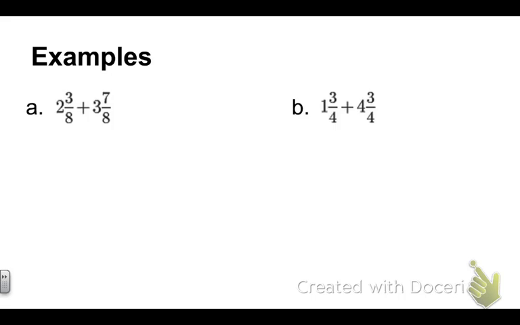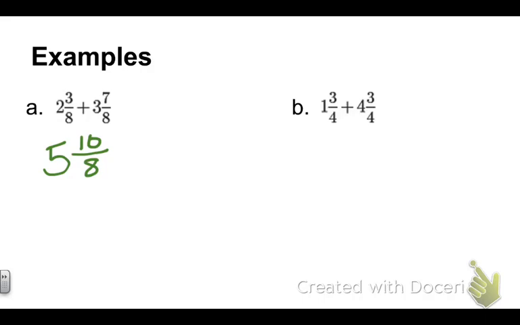So let me show you what happens when you use method 1, when you just add the whole numbers first, and then you add the fractions. So 2 plus 3 is 5, and 3/8 plus 7/8, 3 parts out of 8 plus 7 parts out of 8 is 10 parts out of 8. Does it look strange? You've got a mixed number and an improper fraction.